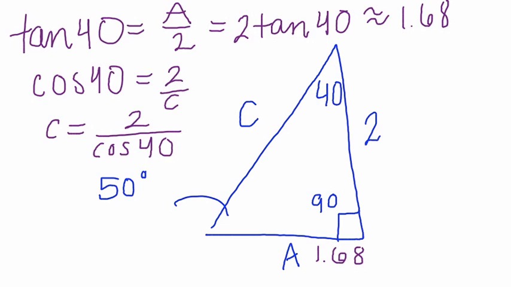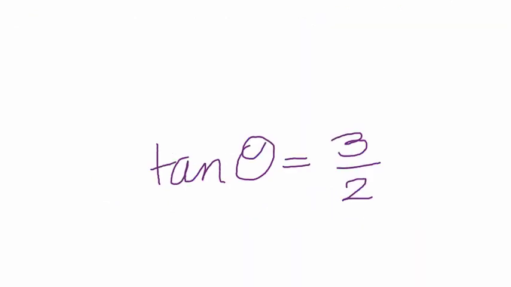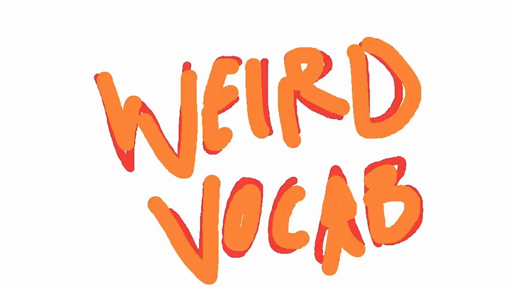Now sometimes you'll have something where you just see tan theta equals 3/2 and you have to find the angle. To do that, you just enter in your calculator the inverse of tan, parentheses, 3/2, and it will give you the answer in degrees. In this case, that answer is about 56.3.